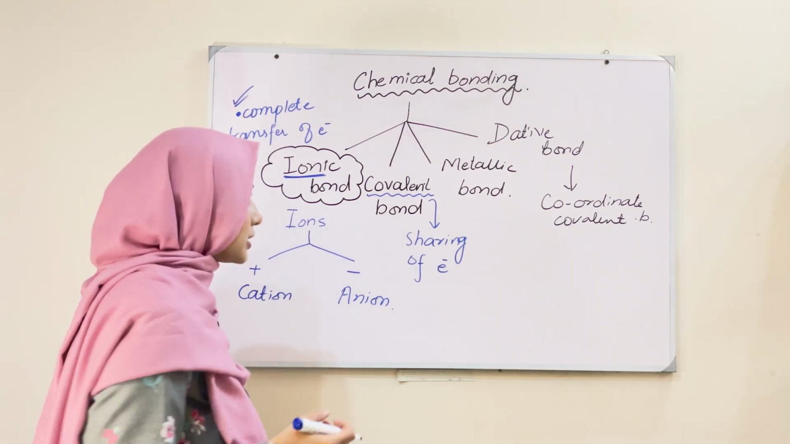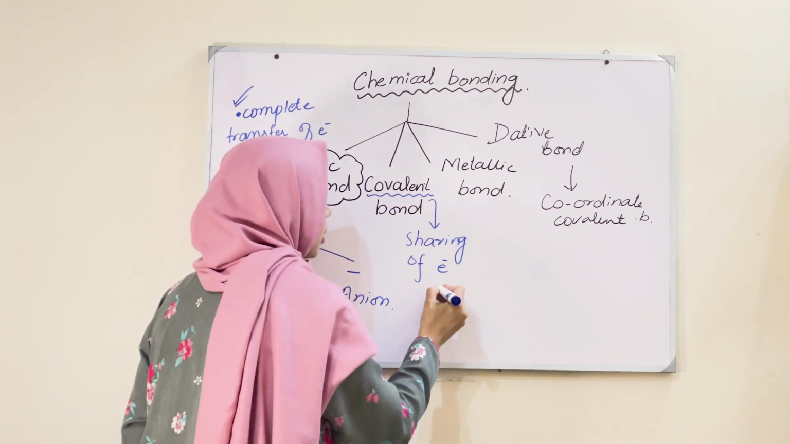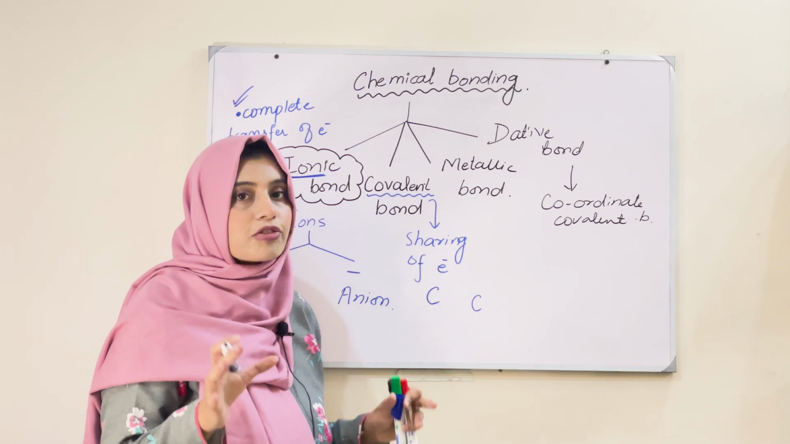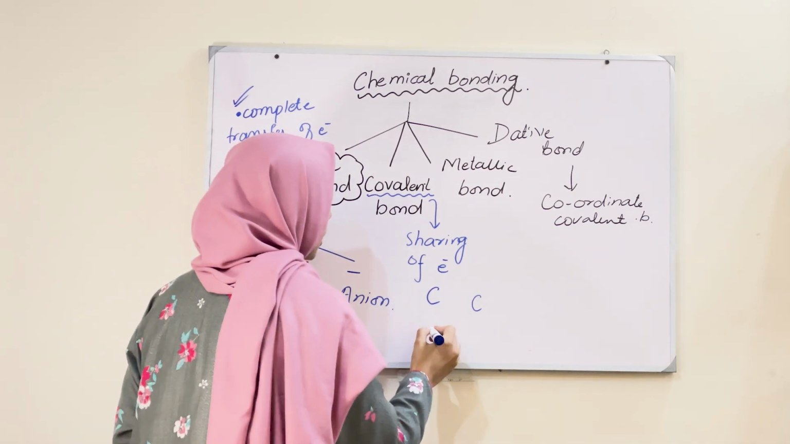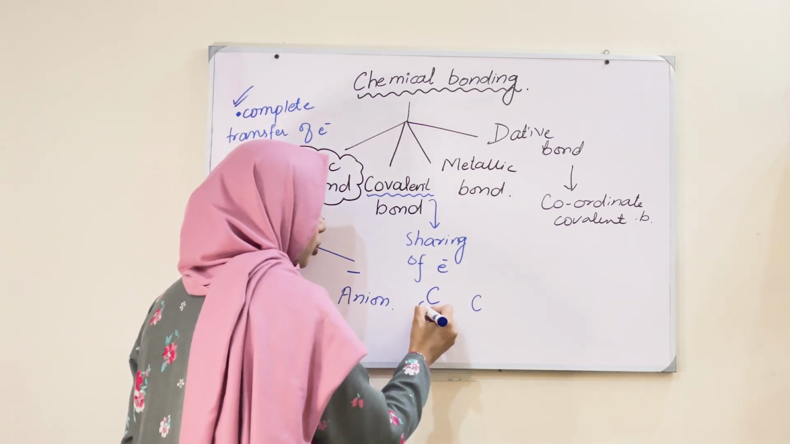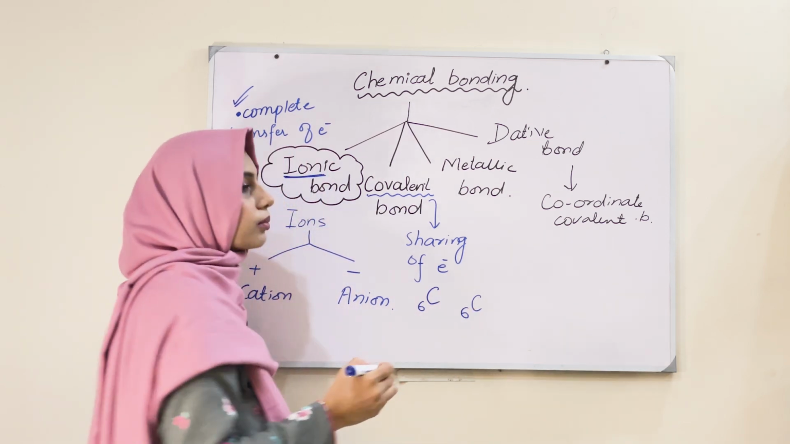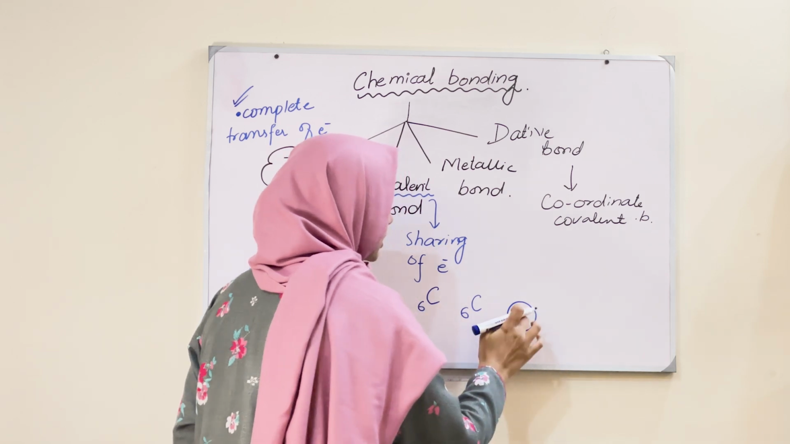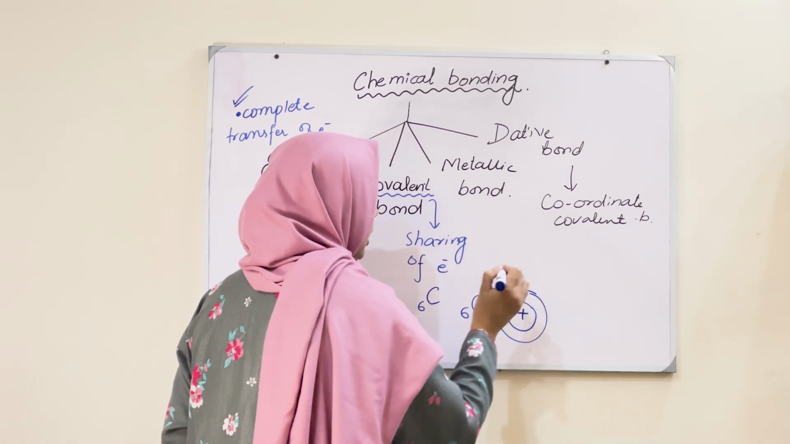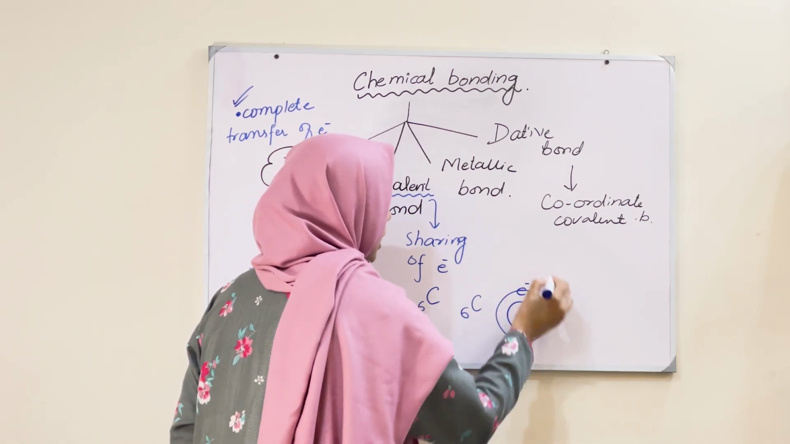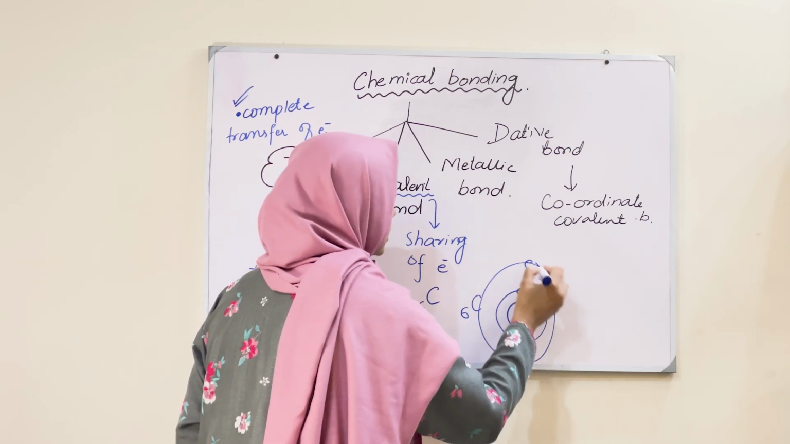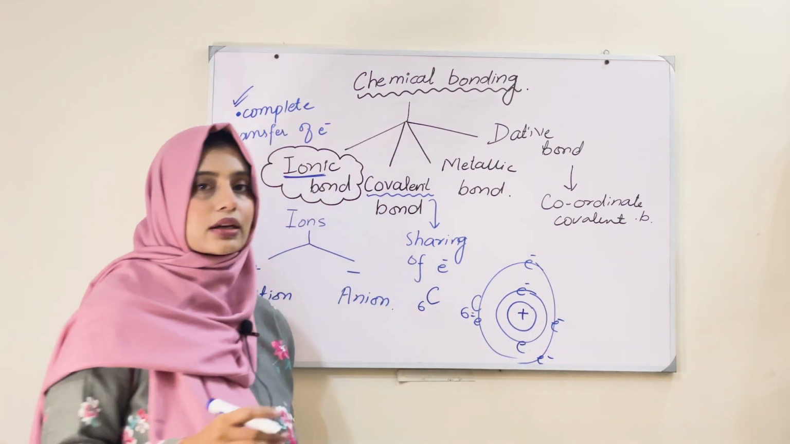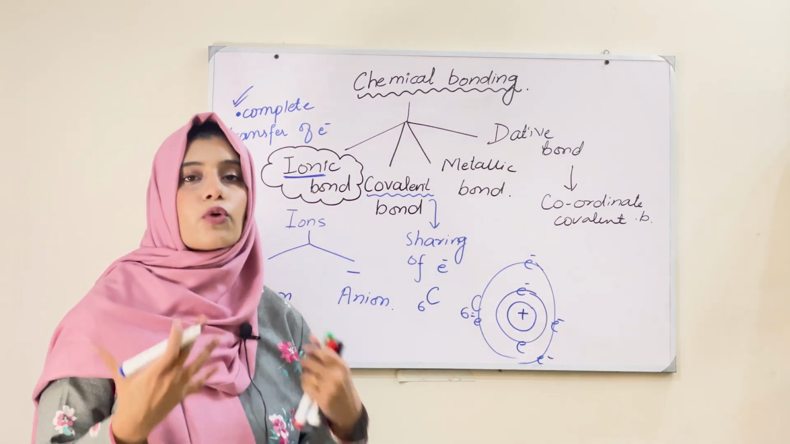Sharing of electron means, for example, I have two elements, carbon and carbon. Both of the elements have half-filled shells. For example, carbon has 6 atomic number, another carbon also has 6 atomic number. So that means the carbon will have, in center we have proton, and then we have shells. In first shell it has 2 electrons, and in second shell it has 1, 2, 3 and 4 electrons, right? So that means carbon is deficient of 4 electrons.